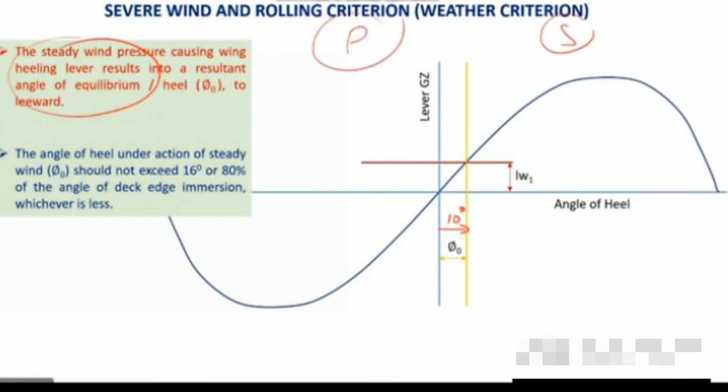Code does not talk of port and starboard. They will talk of windward and leeward. I'm talking port and starboard. In my case, this is the lee side and this is the windward side. The vessel is now, let us say, heeled 10 degrees to starboard. 10 is just an example, guys.